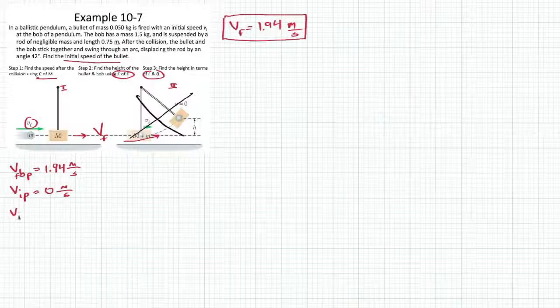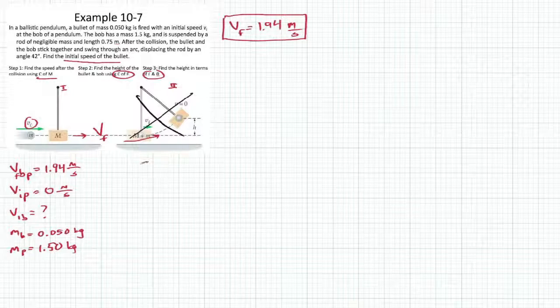And what is the initial velocity of the bullet? Well, that's the big question. That's what we want to find out. But we do know that the mass of the bullet is 0.05 kilograms. That looks like 50 grams, I guess. And the mass of the pendulum, or the pendulum bob, the end part, is 1.50 kilograms.